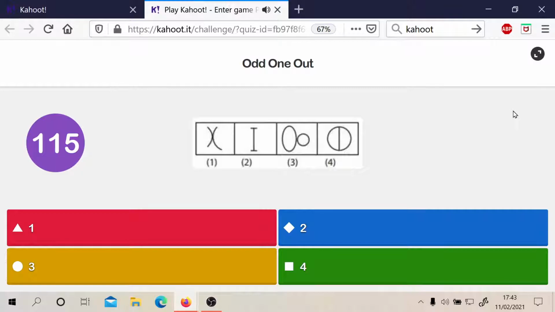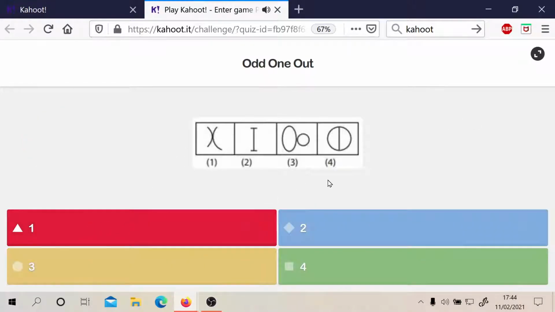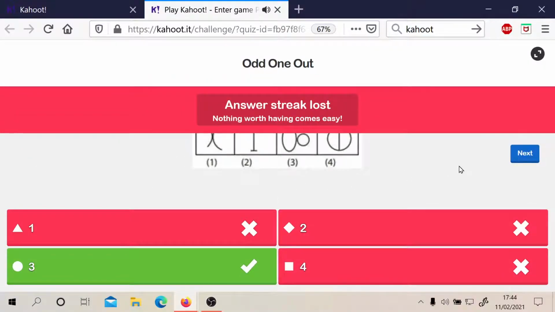Odd one out. That is a tricky one. What is the odd one out there? I know, isn't it reflection in the... if you imagine the x... It must be reflection in the x-axis, right? 2 and 3 have both got reflection in the x-axis. Same with 4. Number 1 doesn't, no. Okay.